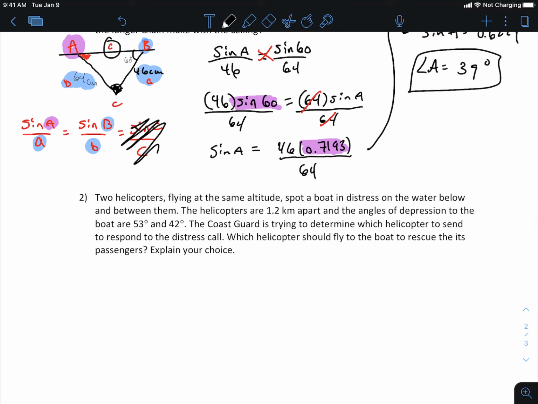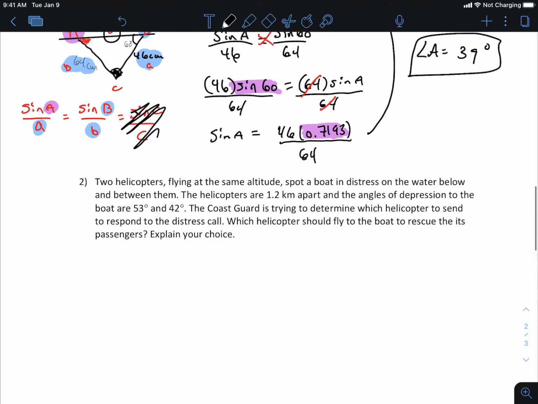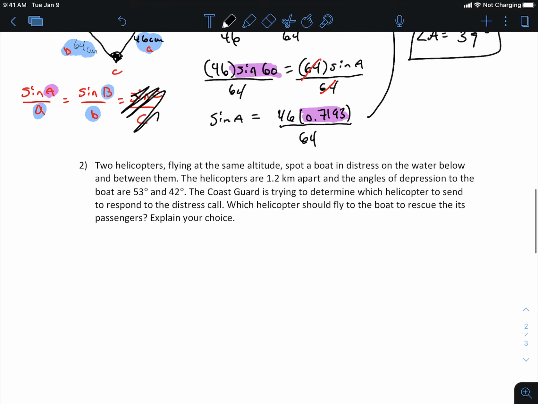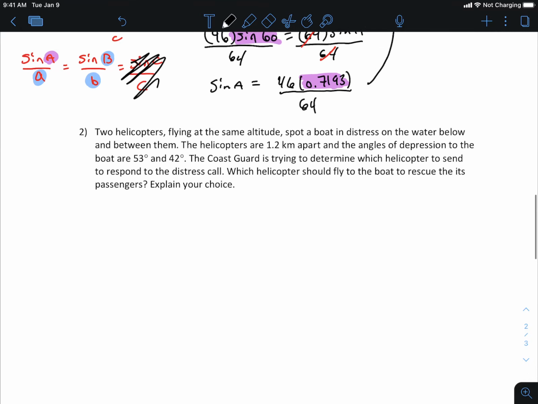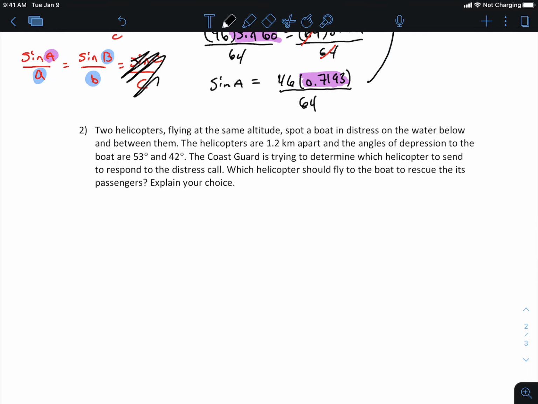Here we go with the helicopters again, okay? 2 helicopters flying at the same altitude spot a boat in distress on the water below and between them. Okay? The helicopters are 1.2 kilometers apart, and the angles, so the angles, you can read the question. The angles of depression are 53 and 42, okay? The Coast Guard's basically trying to determine which helicopter to send to the boat, okay?